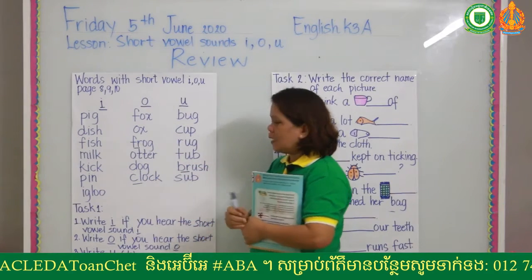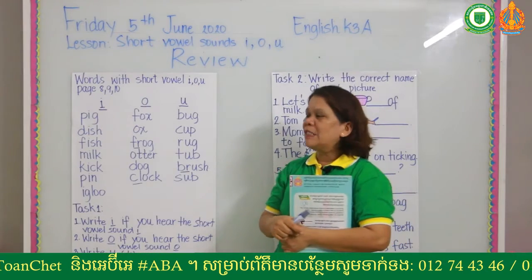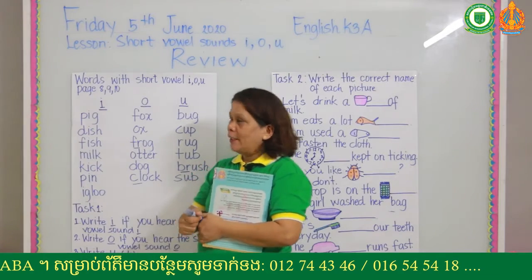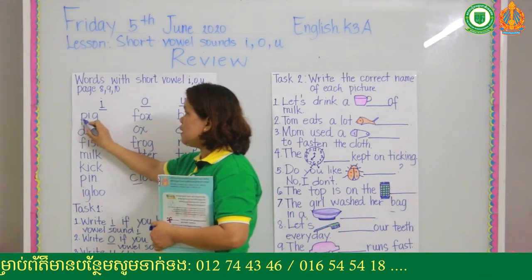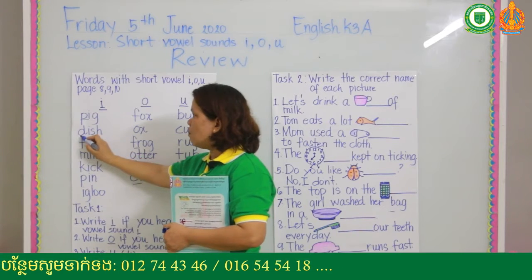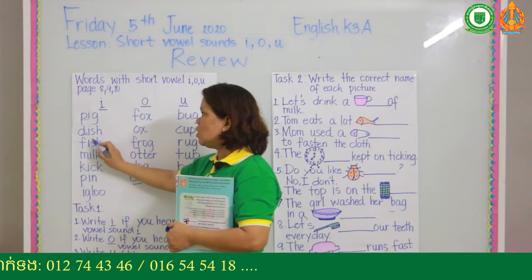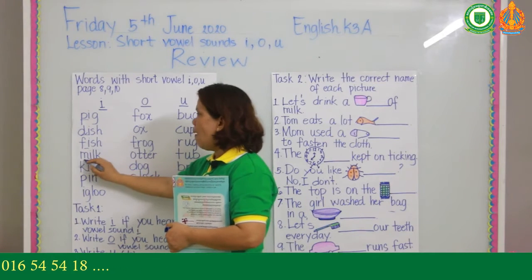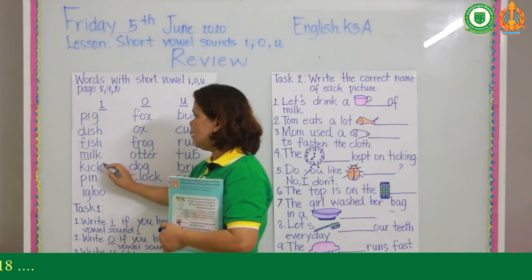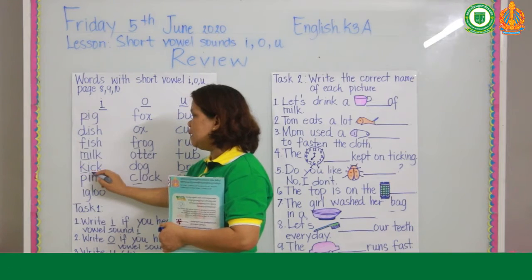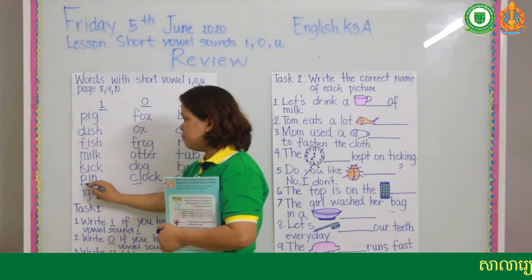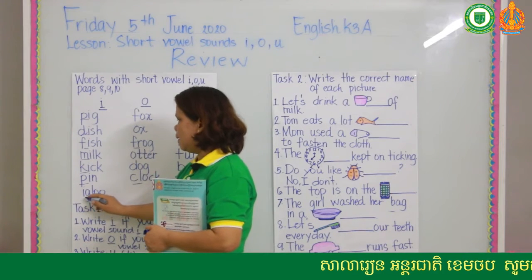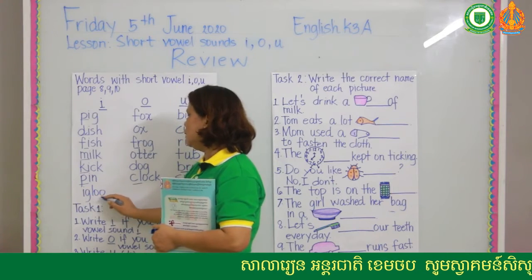Alright? So I give you the pattern already on how to read words. You have to look at the vowel blend, like here, vowel blend P and G, pig. Vowel blend D, dish. Vowel blend F and add sh, fish. Vowel blend mi, milk. Vowel blend ki, kick. Vowel blend P, pin, and E, igloo.